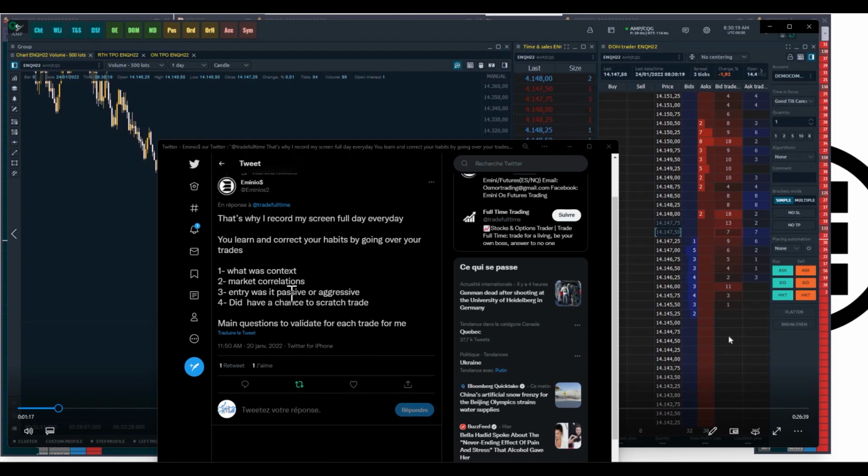Was my entry passive or aggressive? Did I hit the market, or did I wait for the market to come to me? More of a passive entry. And also, did I have a chance to scratch a trade if really the trade didn't look all that good?